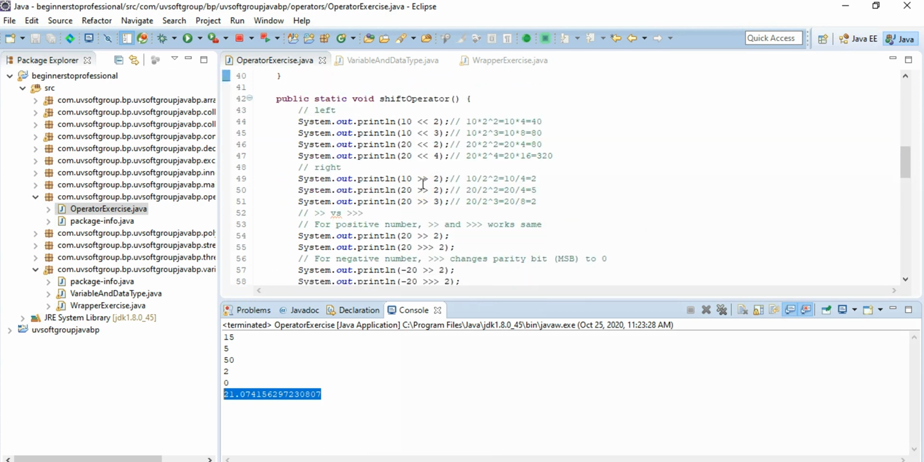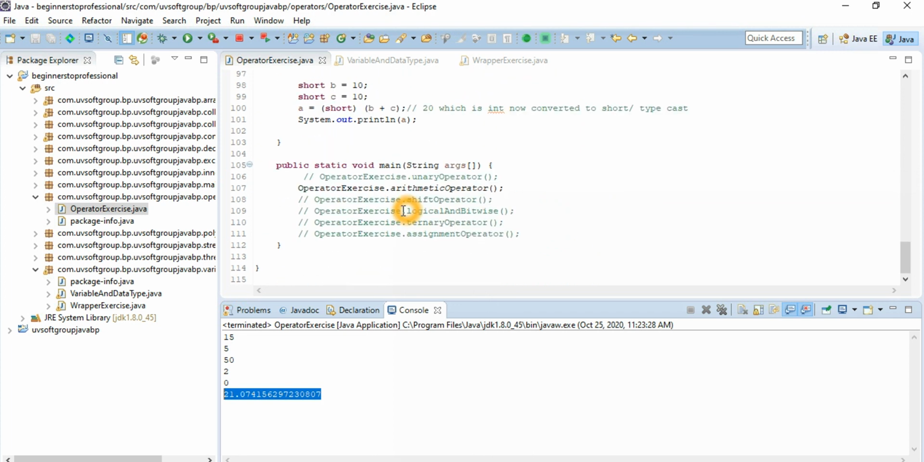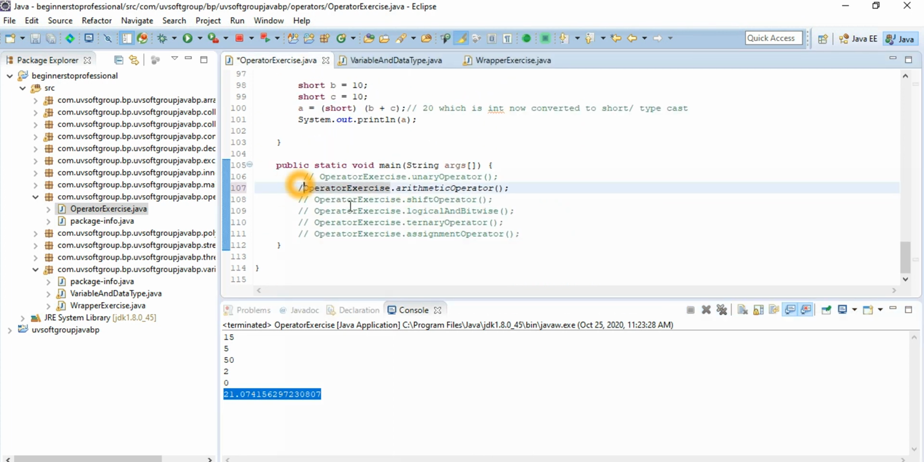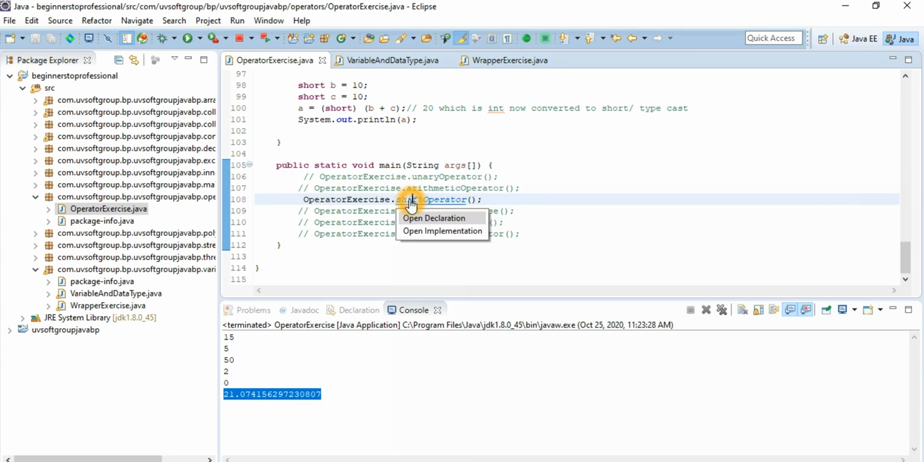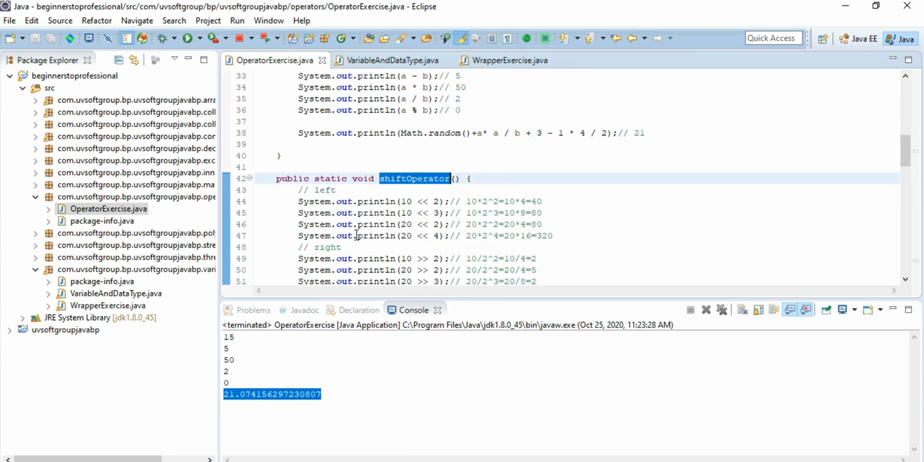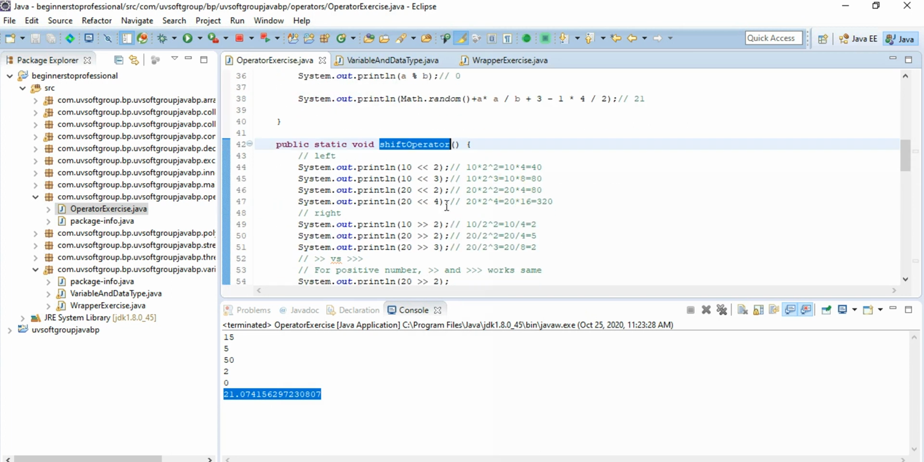And what do shifting operators look like? Let's have a look at the different shifting operators and see how they work in practice. So for shifting operators, I have the less than, less than, the left shifting operator. Yes, left shifting operator examples.